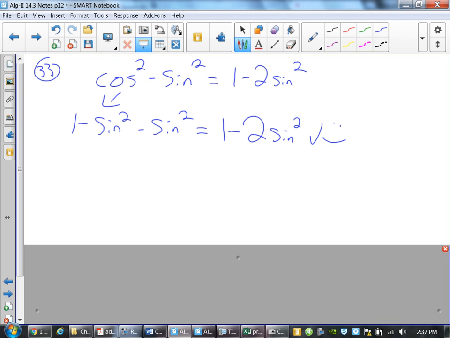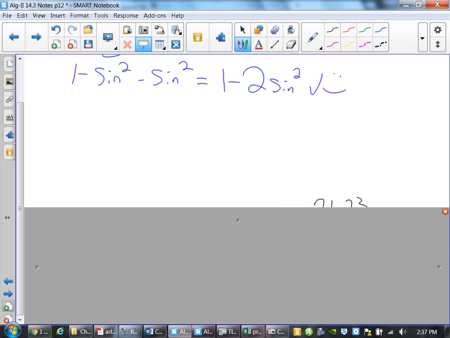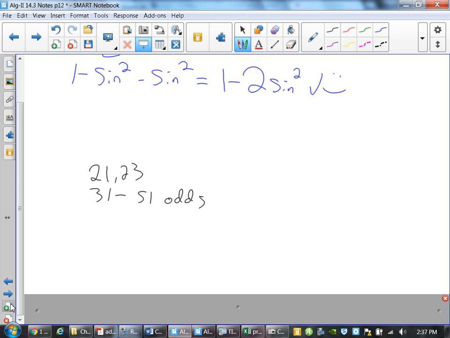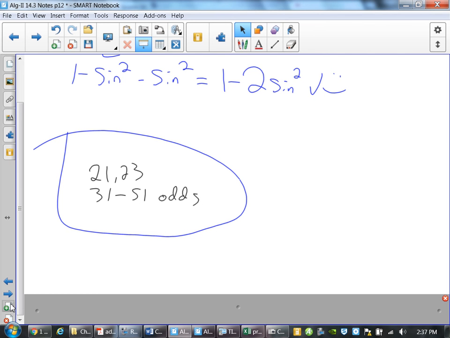So when you're doing these verify problems, the main goal is that you can work backwards. It's not trying to simplify, you can unsimplify. You want to make the left look like the right.